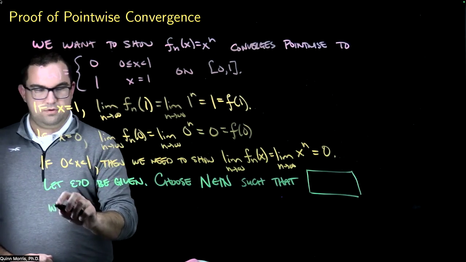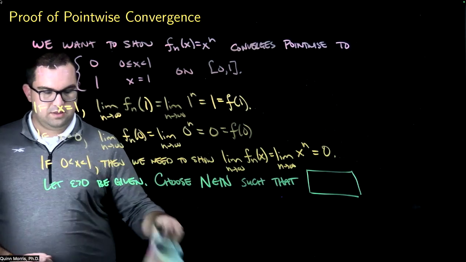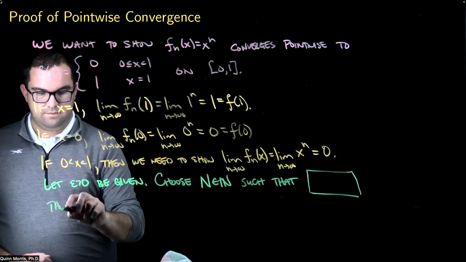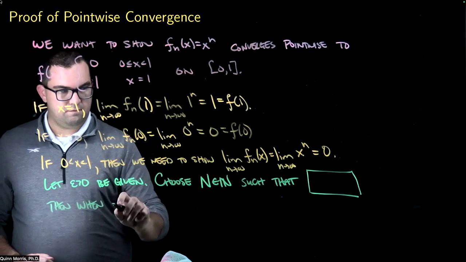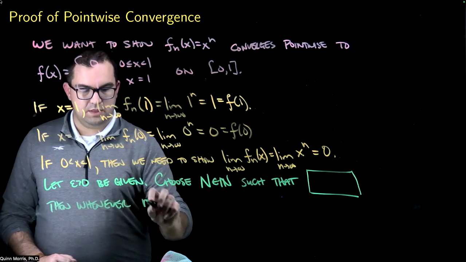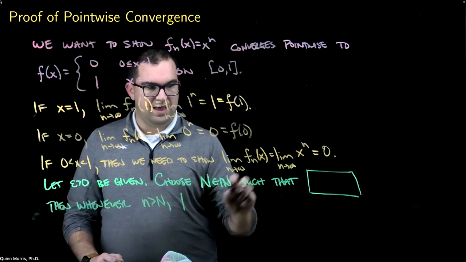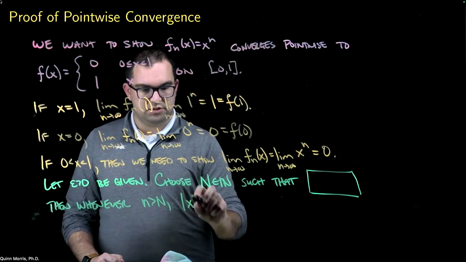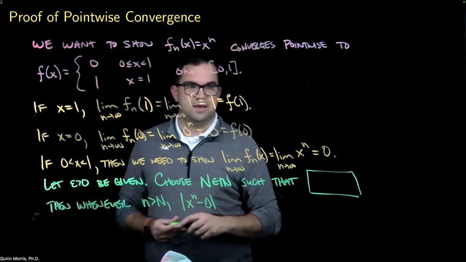Such that, then, whenever little n is greater than capital N, I want to show that the absolute value of x to the n minus 0 is less than epsilon.